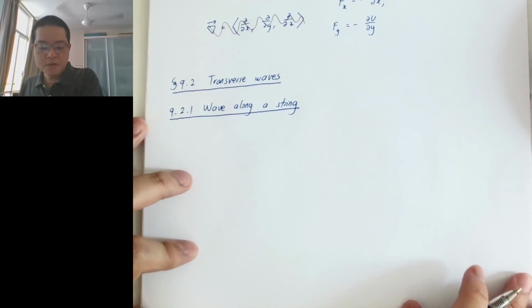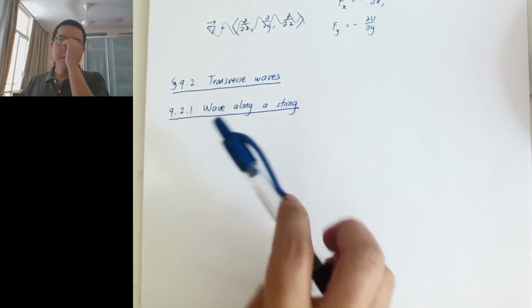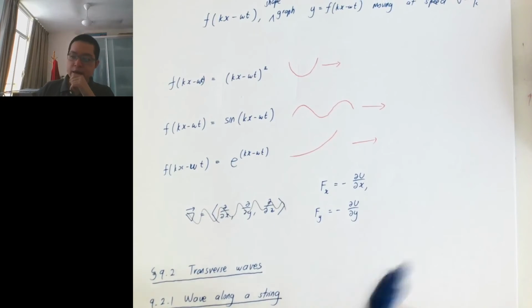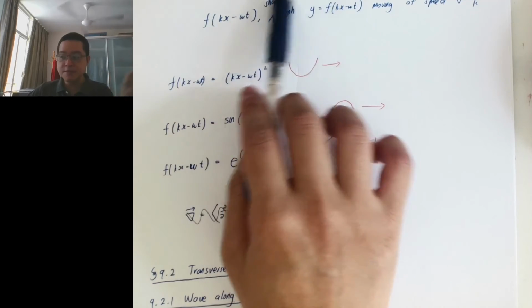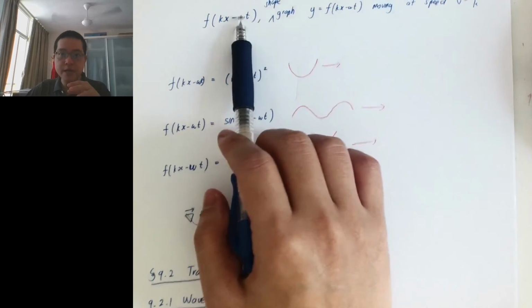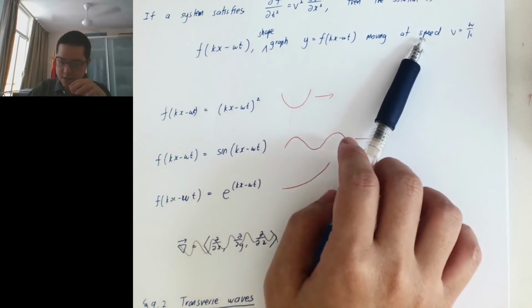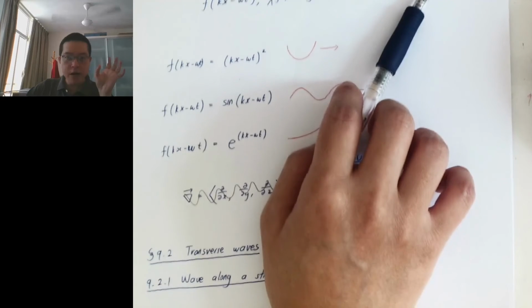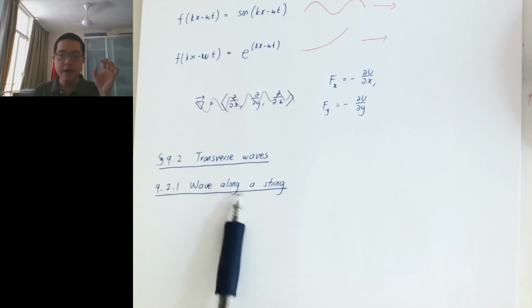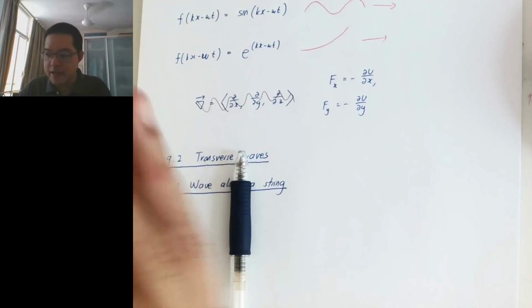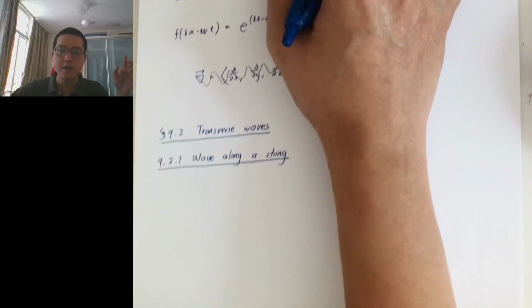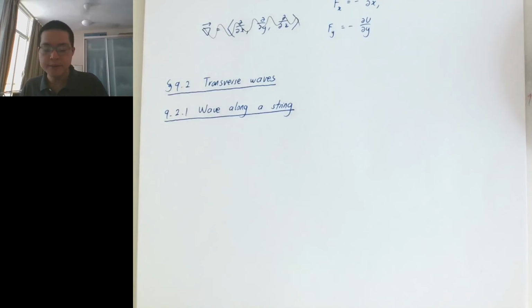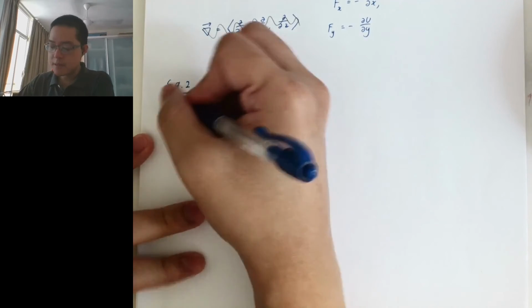Okay, so what I'm going to do now is, I have tried to convince you guys that the wave equation is satisfied by this. If a system satisfies this wave equation, then the solution will be given by these wave functions. What I'm going to do next is, I have a string, the guitar string kind of thing. The guitar string will actually satisfy this wave equation, and I want to show you why. So let's see why.